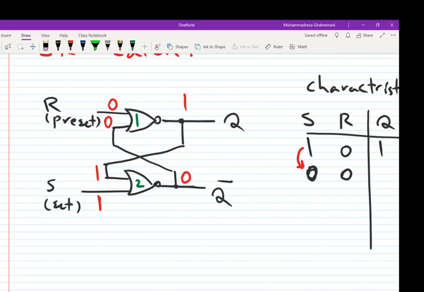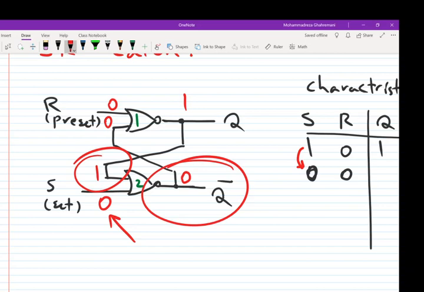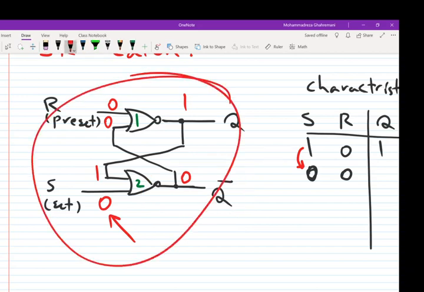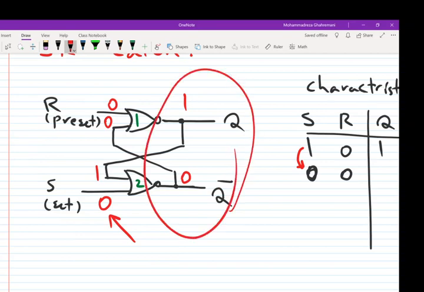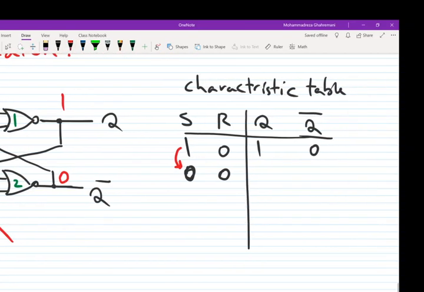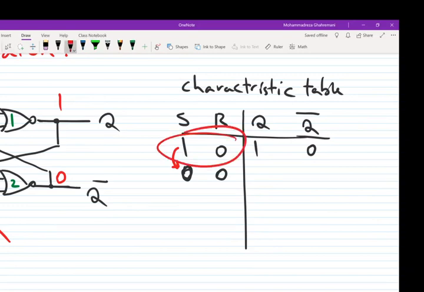If S changes from 1 to 0, this input will be changed to 0. Does the output change or no? Of course no, because the other input still is 1. So we won't have any changes in the state of this flip-flop. So still the outputs are 1 and 0. So we can say if after this state, after this combination, we change it to 0 0, the output still is 1 0.